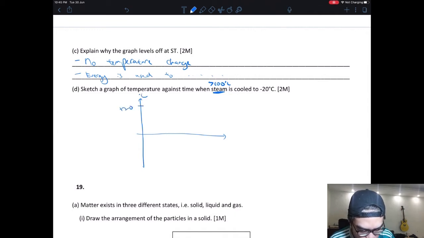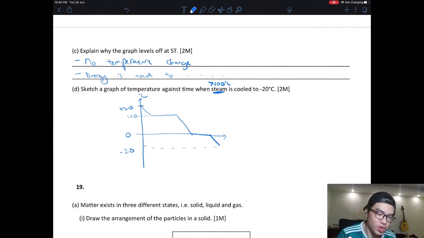It will cool down to 100, and then it will stay flat. Then it will cool down to 0, and then it will stay flat again. Then it will cool down to negative 20. They only want it down to negative 20. This 120, I'm just giving you a figure. I can write 105, 106, 107, whatever, as long as it's more than 100.